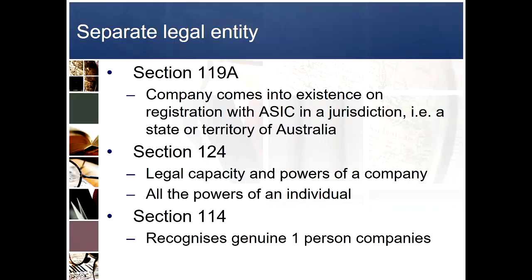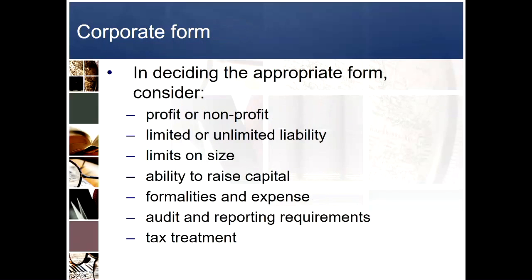a company has the legal capacity and the powers of an individual. Yeah, so companies can do anything that natural persons can do, with some exceptions. So I sort of say, look, except where that would be silly. We'll talk about some exceptions as we go through the course. And yeah, Section 114 just recognises that we can have one-person companies.